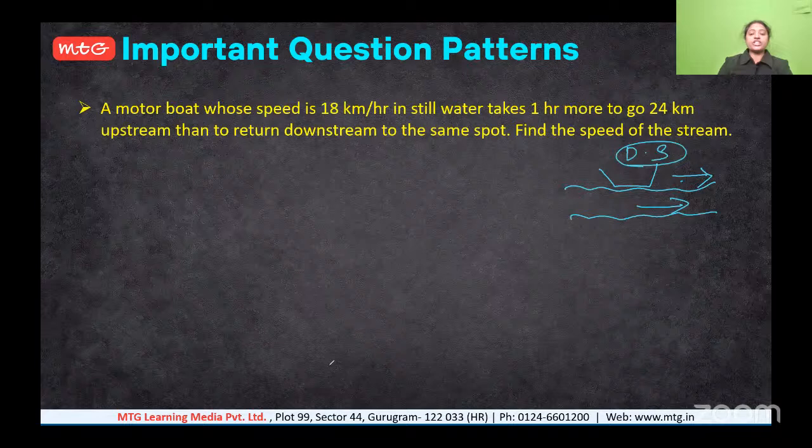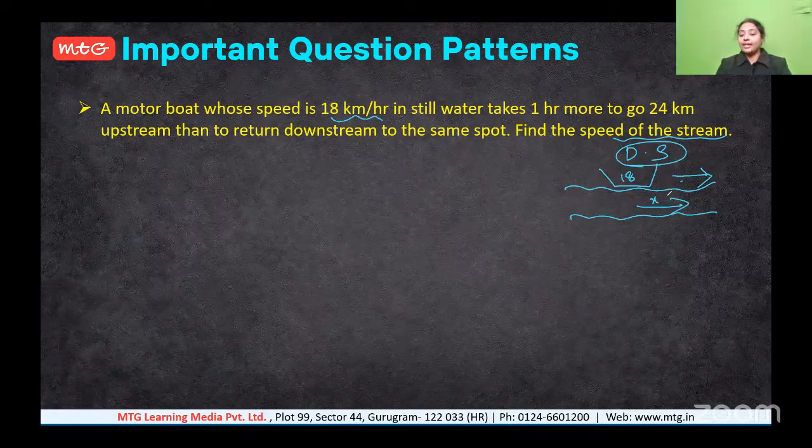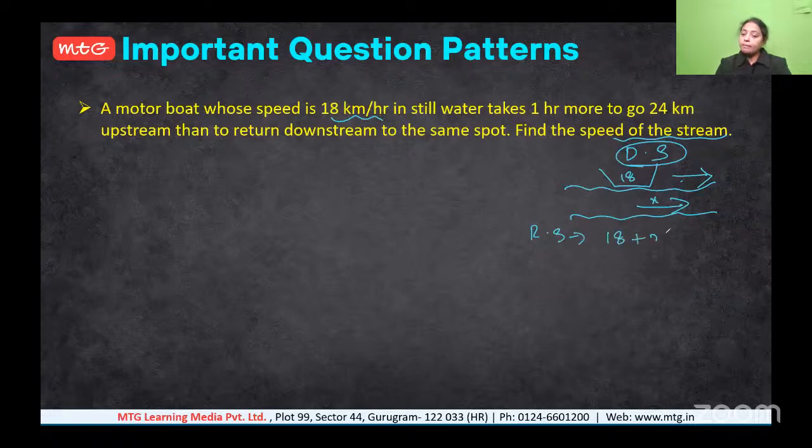अब ऐसे सिचुएशन में क्या होती है, ऑलरेडी बोट जो है वो एक स्पीड से जा रही है, मान लो यहाँ पे 18 किलोमीटर पर आवर स्पीड से जा रही है. वाटर का स्पीड जो है हमें पता नहीं है, उसे मान लेते हैं x. जब बोट एक स्पीड से जा रही है, पानी भी उसी डायरेक्शन में जा रही है, तो पानी अपनी स्पीड से बोट को और तेज बताएगी. Then what happens? The ultimate relative speed in downstream will become बोट स्पीड के साथ साथ पानी का स्पीड भी बोट को ऐड हो जाती है.